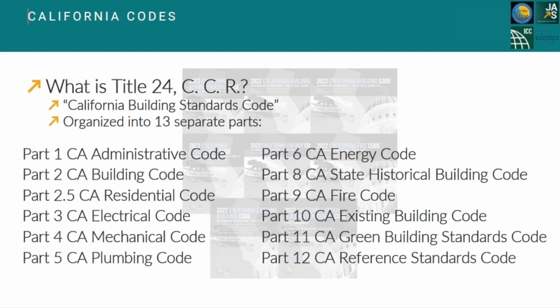Similarly, the Office of Statewide Health Planning and Development, now called the Department of Healthcare Access and Information, has administrative regulations that lay out their procedures for seismic evaluation of hospitals. Note that on this slide, Part 7 is not listed. This part is currently vacant. When purchasing the code, it's important to know that Part 2 is so large, it's published in 2 volumes. Parts 10 and 8 and 12 are published together in one binder.